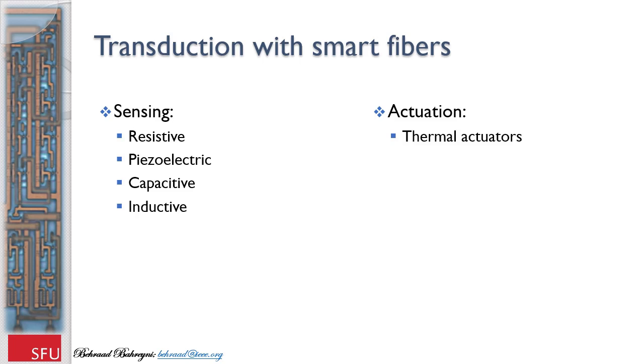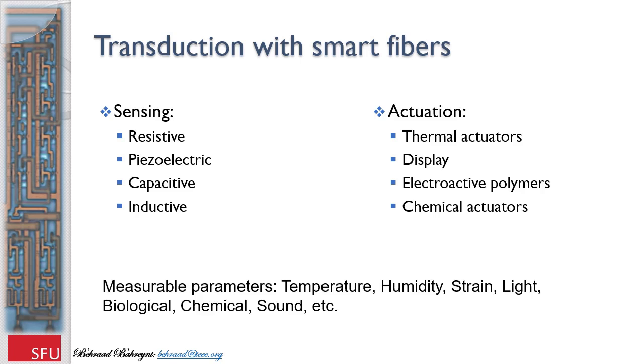On the actuation side, you have a few options. Well, the first one that people have been using for a long time is thermal actuation. You use conductive threads for heating and have heated jackets or gloves or socks. You can have displays based on LEDs or materials that change color. You can have electroactive polymers and make clothing, for example, that is responding to an electrical signal so that, for example, you can alert the user to correct their posture. And then you can have chemical actuators where you can release a scent on demand with these fibers.